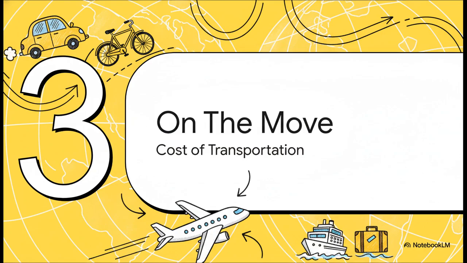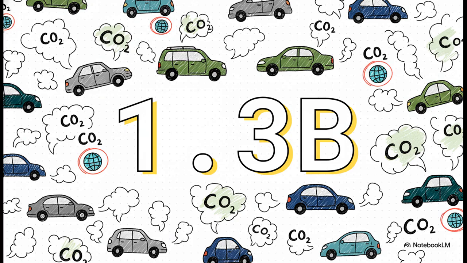All right, let's zoom in on that transportation piece, because this is where those huge global numbers start to connect directly with our daily lives, from our morning commute to our summer vacations. Right now, there are about 1.3 billion gasoline-powered passenger vehicles on the world's roads. Think about that for a second. Each one, on average, is pumping out about 4.6 tons of CO2 every single year. That is an incredible number of individual tailpipes, all adding up to one massive global total.